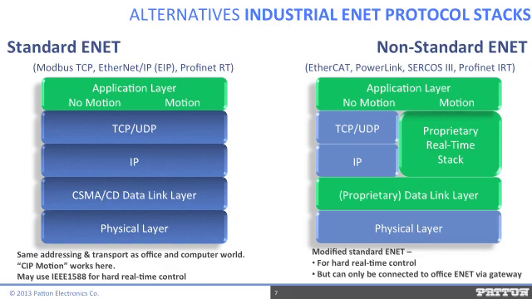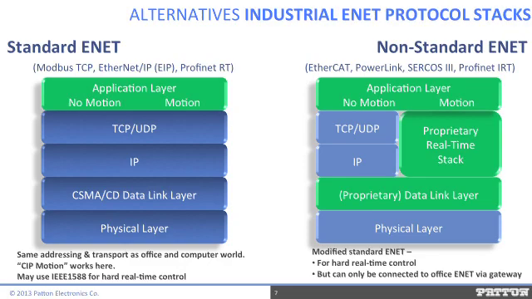Alternatives: industrial Ethernet protocol stacks. Different industrial Ethernet protocol stacks evolved to address the unique performance needs in industrial applications. Probably the defining characteristic is real-time. In industrial automation applications, time-critical data is usually transmitted cyclically, implying real-time.